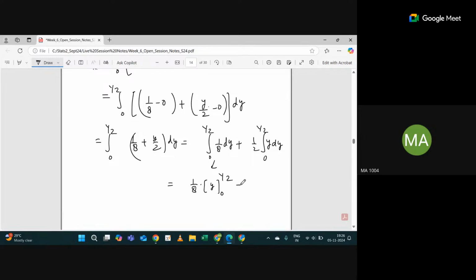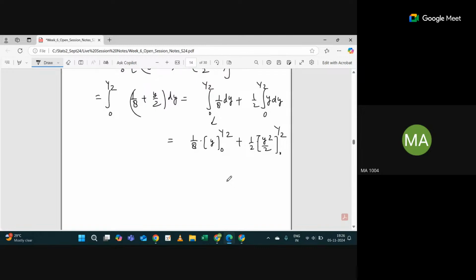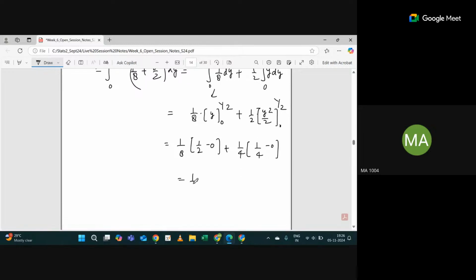Anyone, if you are not getting this integration part, do let me know. I'm assuming this is the very first formula of integration, right? So 1 by 8, upper limit 1 by 2 minus 0, it will be 1 by 16, and y squared by 2, if you substitute 1 by 2, it will be 1 by 4 by 2, that is 1 by 16. So 1 by 16 plus 1 by 16, that is 2 by 16, which is 1 by 8. All right. Yes?